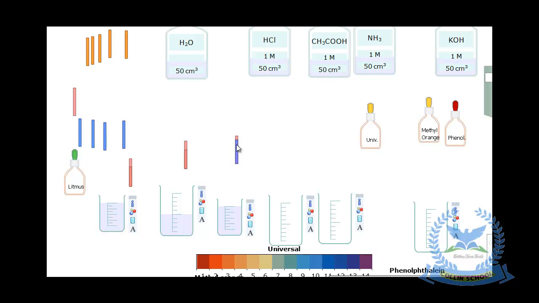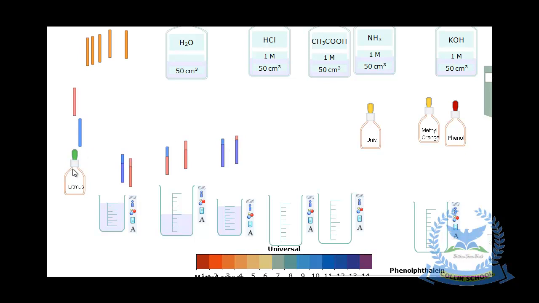Let's talk about the blue litmus paper. Blue litmus paper in a neutral substance remains blue. Blue litmus paper in an acid turns red. And blue litmus paper in a basic solution, in a base, remains blue.